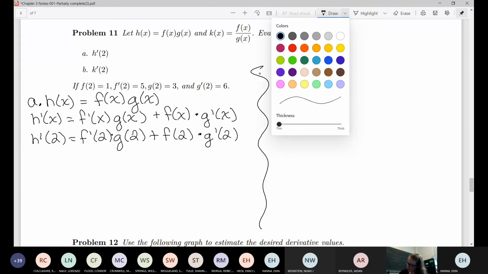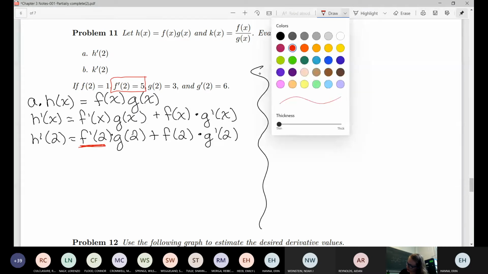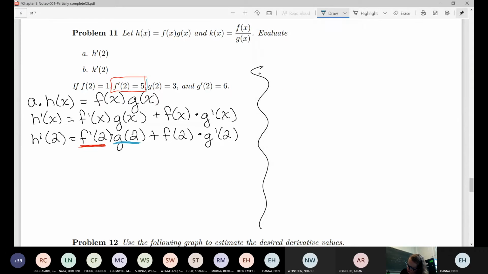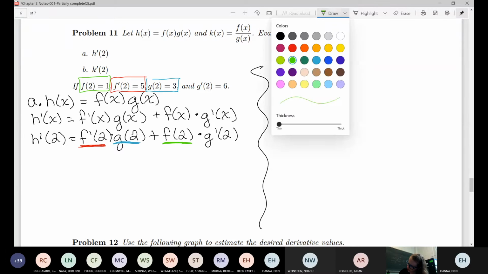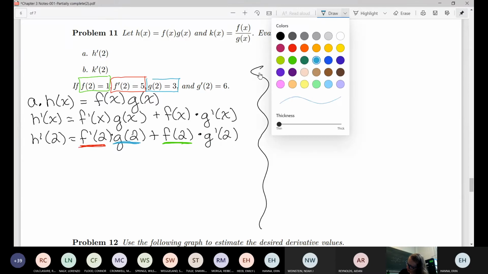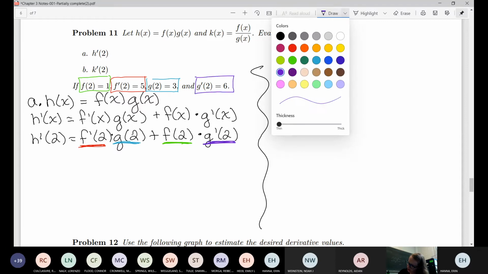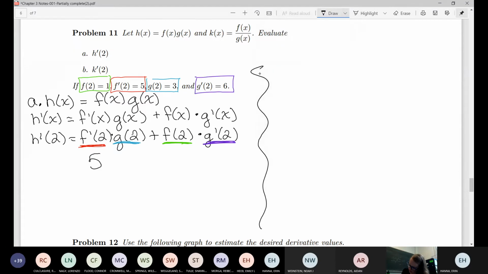And then colors. So we need F prime of 2, which will be equal to 5. Let me just do all these in colors really quick. G of 2, which will be 3. F of 2, which is 1. And G prime of 2, well, I already used blue. Purple. G prime of 2, which is 6. So if we replace all those values where they need to go, we've got 5 times 3 plus 1 times 6. So 15 plus 6 is 21.